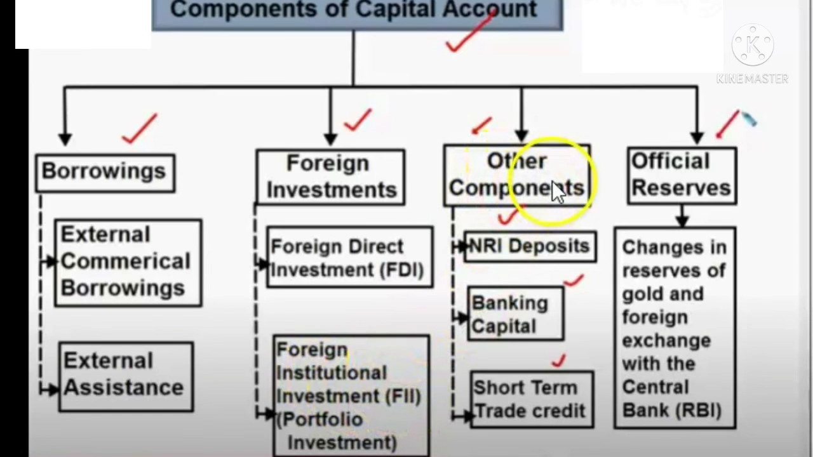And other components are NRI deposits, banking capital, then short term trade credit. Some banks may have their creditor, so we have bank credit with other nations also, so that's known as other components. Then official reserves: change in reserves of gold and foreign exchange with the central bank.